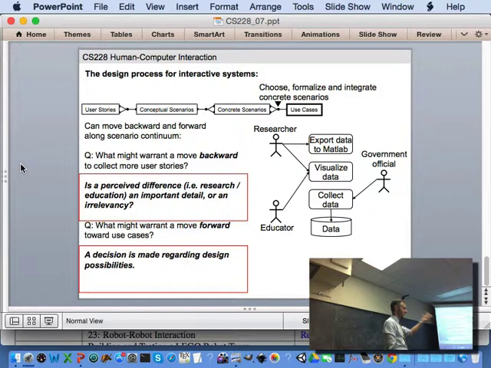Okay. So again, this is very important HCI design. It's not a simple matter of marching from an idea to the product, right? We're dealing with people, they're complicated, they're vague, they don't give us all the information. You need to keep going back and forth.